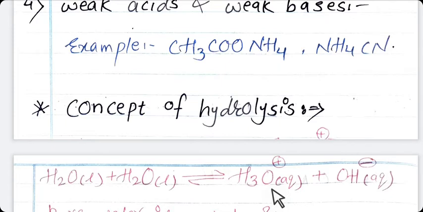When a salt is dissociated in water, it dissociates completely into its constituent ions. The solvent water dissociates slightly. Always remember, student, salt is dissociated in water means water acts as a solvent, and the solvent water dissociates slightly, as we have already seen in this equation.